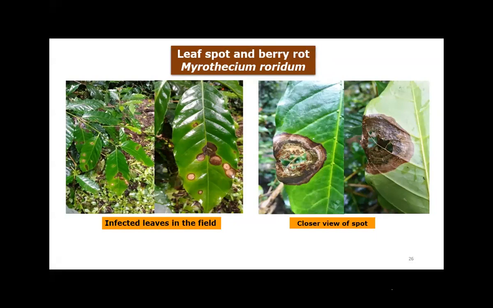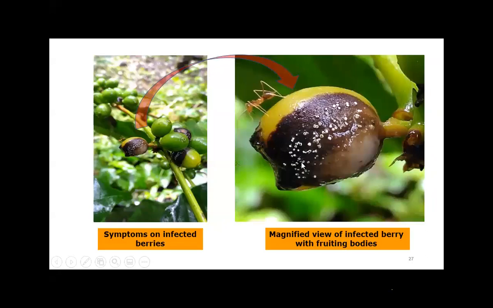When it is severely infected, in the closer view of the spot, you can see white dot-like, speck-like structures, which are nothing but the fruiting bodies of this fungus. This can be seen on the leaves as well as on the fruits. You can see from one end to the other, the distal end of the fruit, the infection takes place. In the magnified view, you can see the fruiting bodies. Even one such fruiting body has millions of conidia. Imagine how much it spreads.